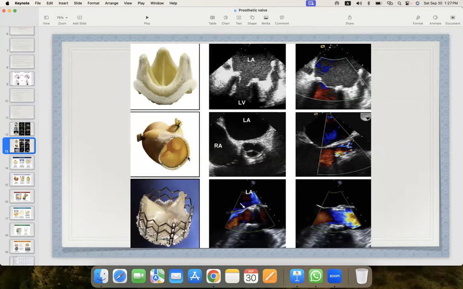But the only problem with the stentless valve is that with time, they might have dilatation of the aortic root and start to develop intravalvular leak. We don't see this intravalvular leak with the stented valve, because they have a fixed valve. The stentless valve, as you know, we usually use for aortic valve replacement. But the stented valve, we can use for both the aortic and the mitral.